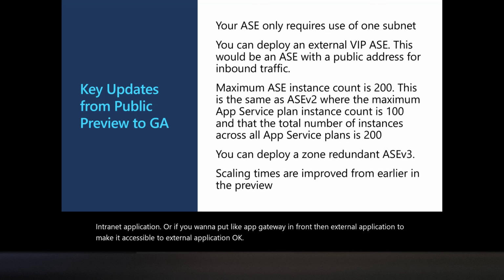Maximum ASE instance count can be 200. If you remember, in the preview, it was 5 or 10, I think, but now it can be 200. Once again, this is for those scenarios where you need a lot of App Service Environment instances. You may have a very large web application that you want to deploy. That's where it's helpful. You can now deploy a zone redundant App Service Environment wherever availability zones are available. So that's a big change. And finally, scaling times are much better than they used to be with App Service Environment v2. So before I move any further, any questions?